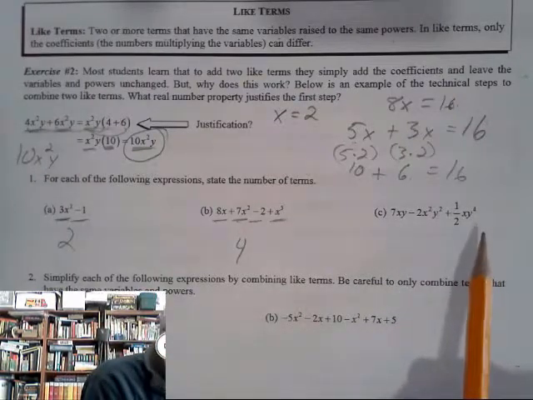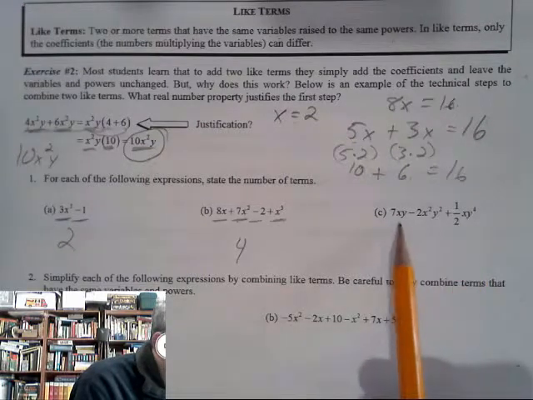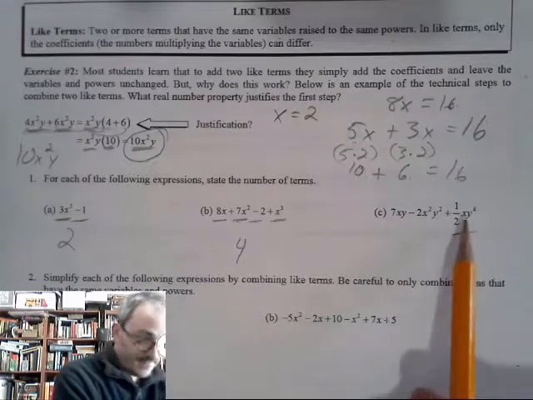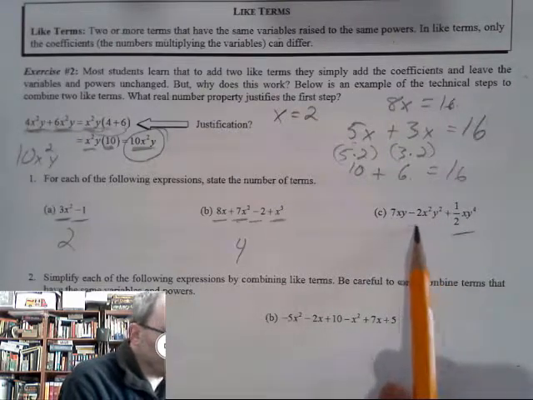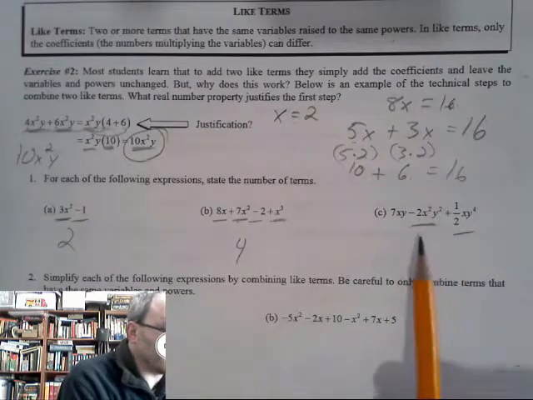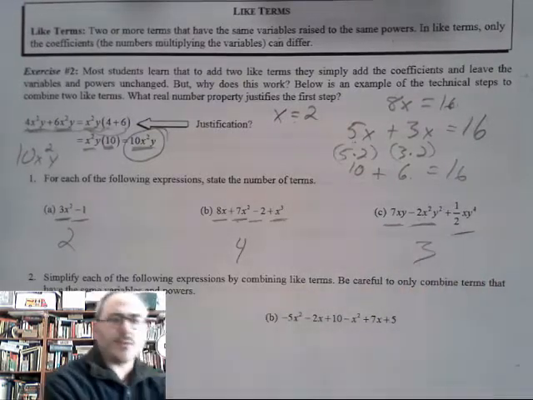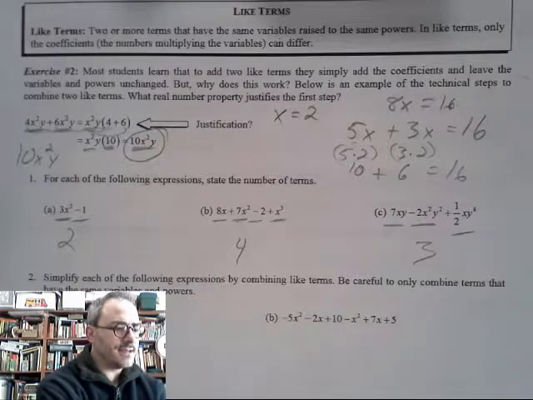Over here, I've got to just be careful. I'm looking for the right exponent. So this is one term, x to the 1/2 times x times y to the fourth. That's one term. I have another term here. It's negative 2 times x to the second times x to the second. That's another term. And I have 7 times x times y. 3 terms in all. All right, feeling good about that?